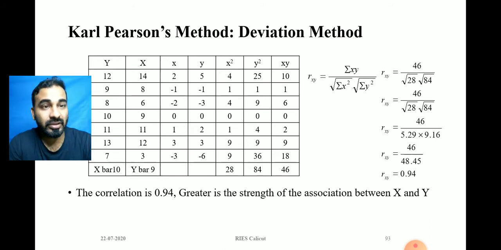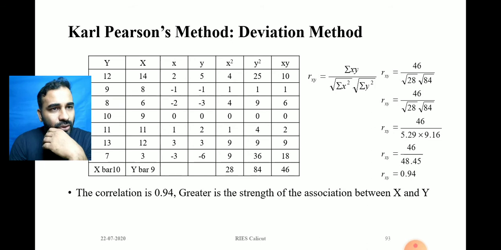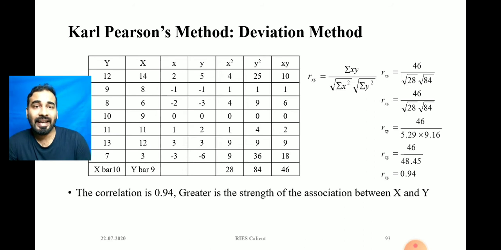Sigma small x into small y is equal to 46, sigma small x square is equal to 28, and sigma small y square is equal to 84. Then put these values in the equation: 46 divided by root 28 into root 84. We get around 0.94. We know that the correlation value, which I will discuss later, always lies between -1 and +1. Here our value is very close to 1, 0.94, so we say that x and y are highly correlated.